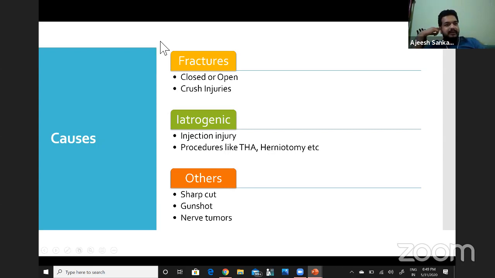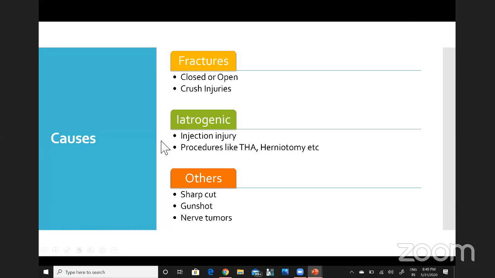So what are the causes of lower limb nerve injury? Like for the upper limb, they are usually closed, open, or crush injuries of the limb. But unlike the upper limb, they are very commonly iatrogenic, from injection injury to the sciatic nerve, and even procedural injuries that happen during hip replacement, herniotomy, and other obstetric and pelvic procedures. Common to other nerve injuries, they can have sharp cuts, gunshot injuries, and tumors. But the important thing here is that lower extremity nerve injuries are more common in military practice than in civilian practice, because projectile and other injuries tend to cause more injury to these.